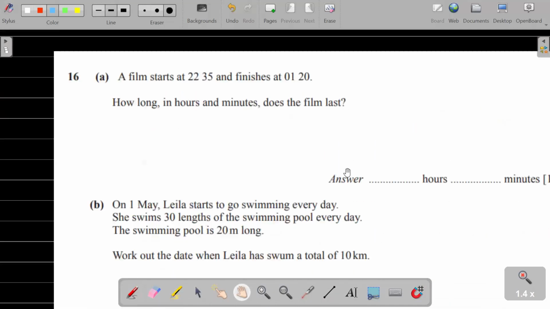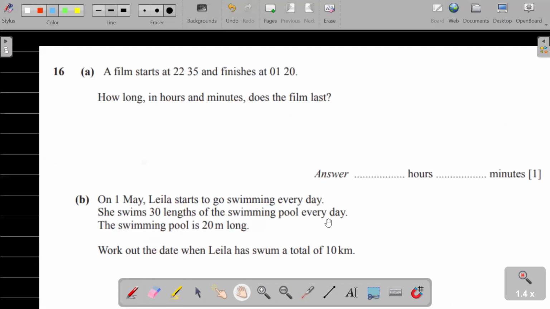Our film starts at 22:35 and finishes at 1:20. How long in hours and minutes does the film last? All right, so let's figure it out. In the same way, departure plus journey is equal to arrival. Here the start was at 22:35 and we need to calculate the journey, and it ends at 1:20.